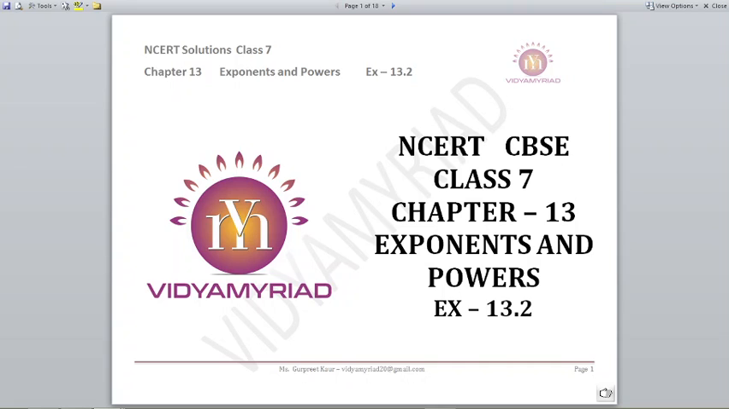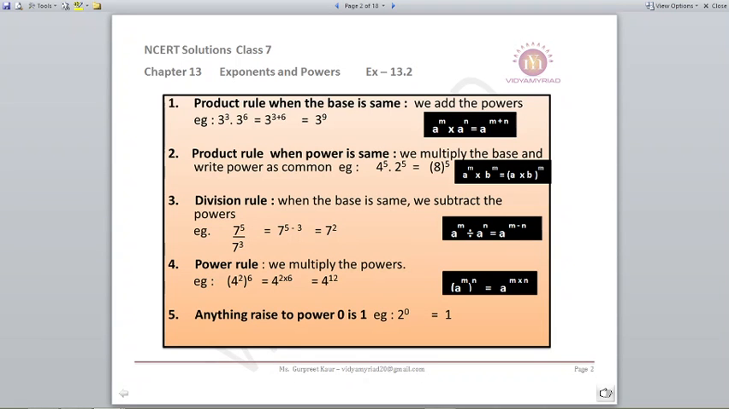This video is made for class 7 on chapter number 13, Exponents and Powers, and today we are going to begin with exercise 13.2 from NCERT. Before we begin with this exercise, there are certain rules which you need to know, and I have already explained these rules in the earlier videos.